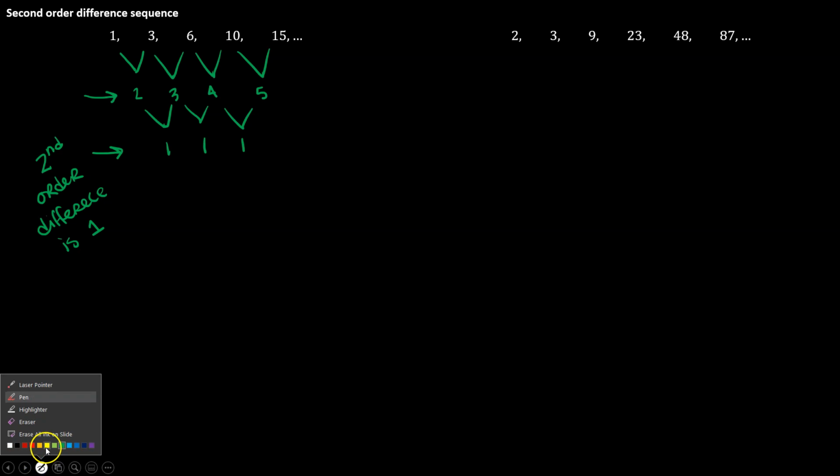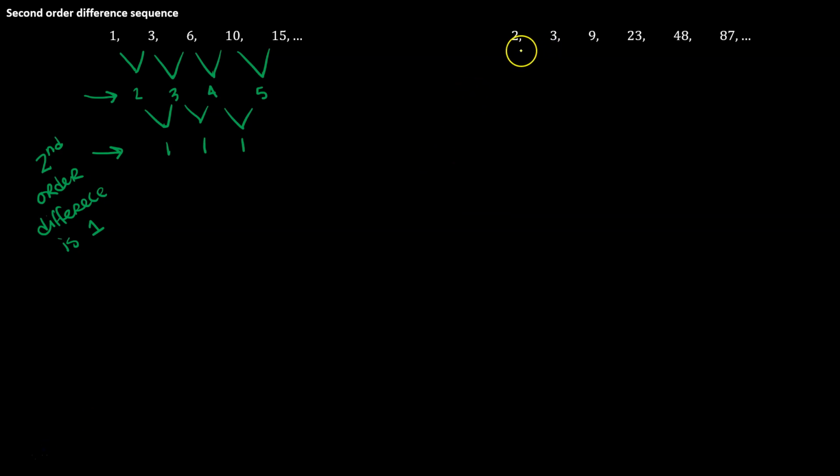On the right side of the screen, we have a different pattern. We'll try the differences technique again here and see how it goes. So 3 minus 2 is 1. 9 minus 3 is 6. 23 minus 9 is 14. 48 minus 23, 25. And then 87 minus 48 is 39. I do not see a pattern here at all.